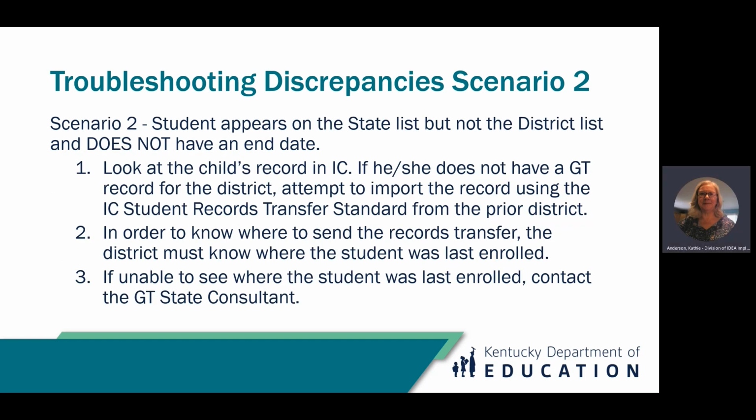Troubleshooting discrepancy scenario number 2. In this scenario, the student appears on the state list but not the district list and does not have an end date. Look at the child's GT record in Infinite Campus. If the student does not have a GT record for the district, attempt to import the record using the Infinite Campus Student Records Transfer standard from the prior district. In order to know where to send the records transfer, the district must know where the student was last enrolled. If you're unable to see where the student was last enrolled, contact the GT consultant for assistance.